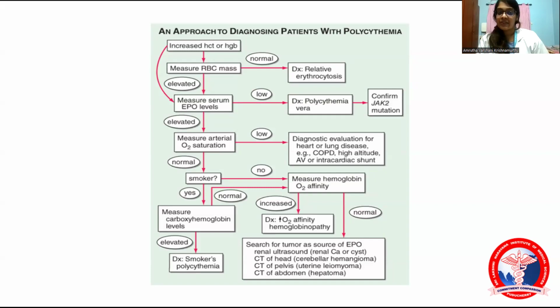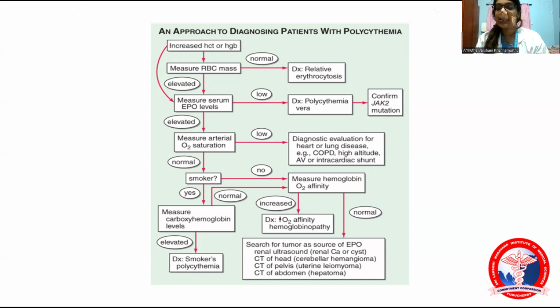So the first step is to measure the RBC mass, because there are cases where there will be a relative erythrocytosis, as in dehydration, where the patient can have a falsely elevated hemoglobin value. Once the RBC mass is found to be elevated, that means there is a true increase in the RBC mass, and that is when we are supposed to consider polycythemia.